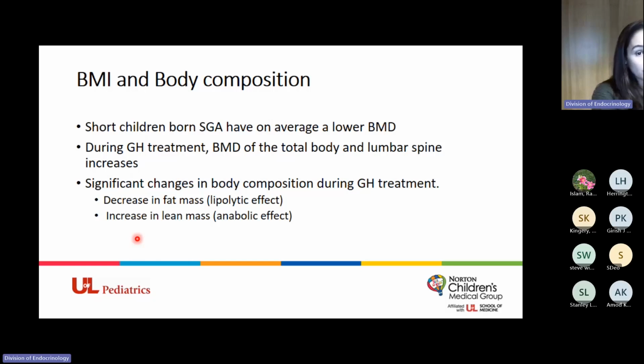So as far as BMI and body composition, this is another very significant change that we see with growth hormone treatment. Typically, these babies have, on average, lower bone mineral density, and then during growth hormone treatment, that bone mineral density improves a little. And then these changes in body composition are actually significant. So they have a very significant decrease in fat mass due to the lipolytic effects of growth hormone. And they have an increase in lean mass due to the anabolic effects of growth hormone as well.